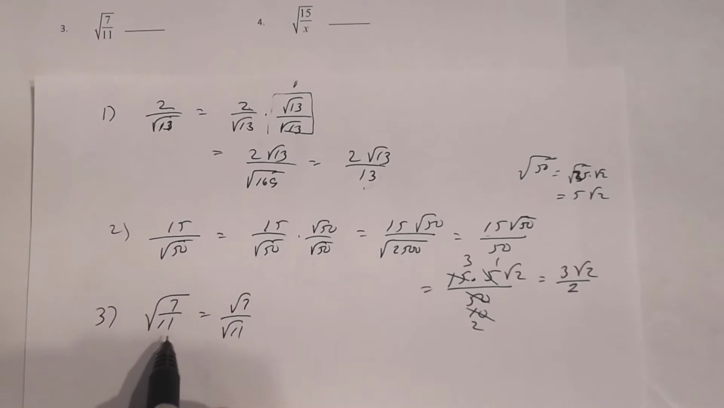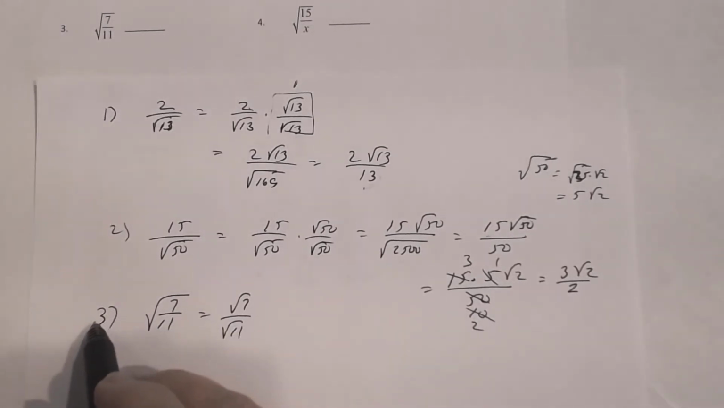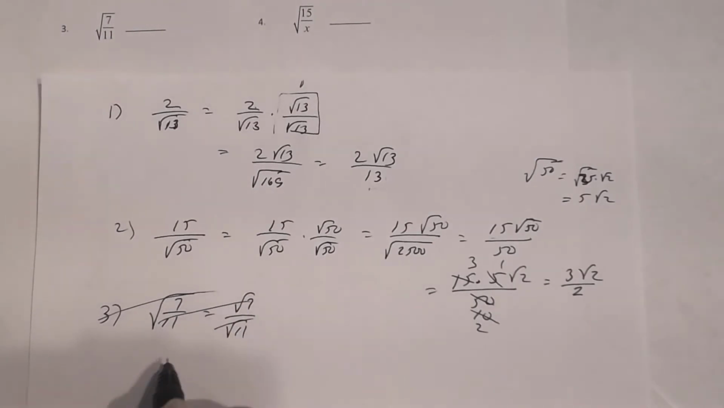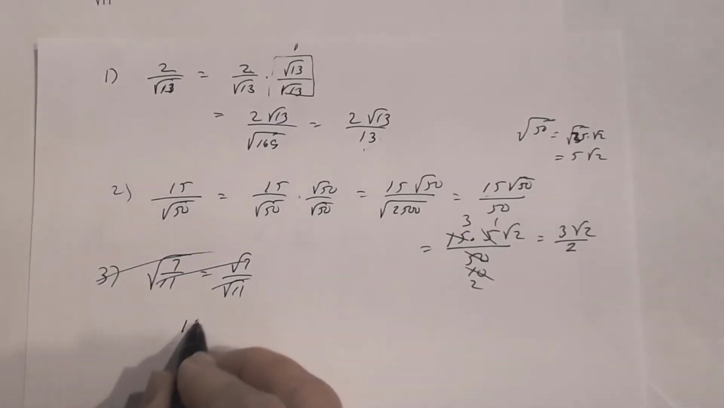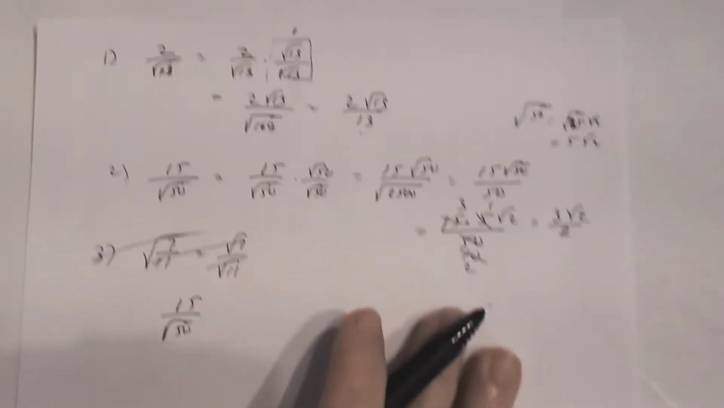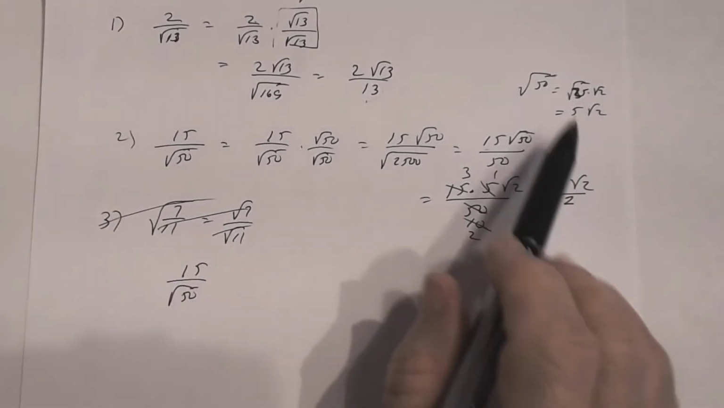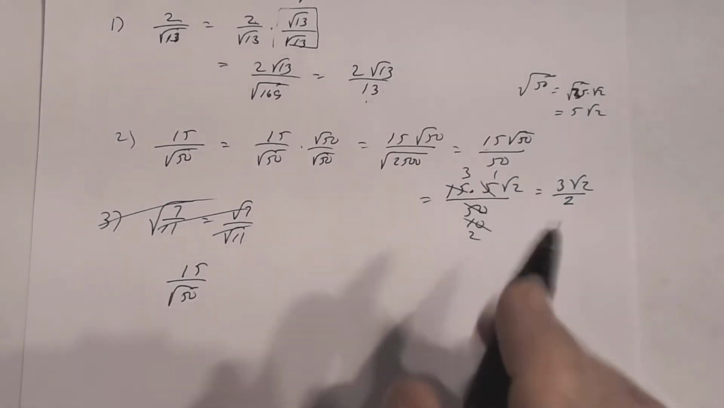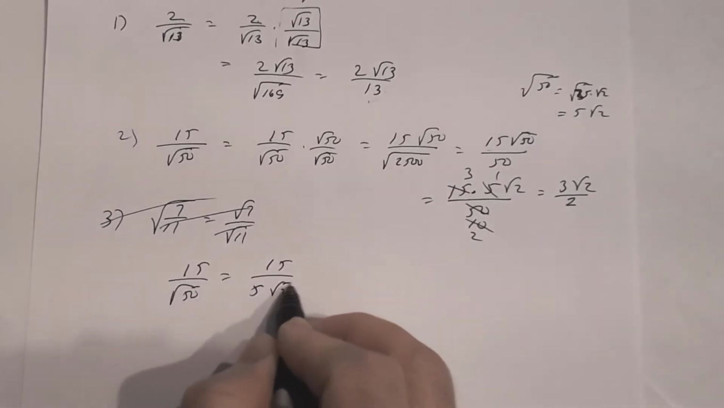Oh, I want to go back. I'm so sorry. I want to tell you the way that some other people would do number 2. Excuse me, I forgot to do that. So let's go back to number 2. We have 15 divided by square root of 50, right? What some students will do is simplify the square root of 50 first. We already know that the square root of 50 is 5 square root of 2. So they're going to rewrite this as 15 divided by 5 square root of 2, correct?